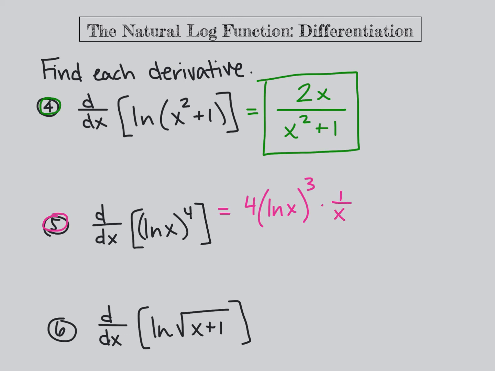So we can write this in a simpler way. Out front, we can have 4 over x, then the natural log of x, the entire thing raised to the third. Again, it's not just x raised to the third, it's the natural log of x, the entire function, cubed.